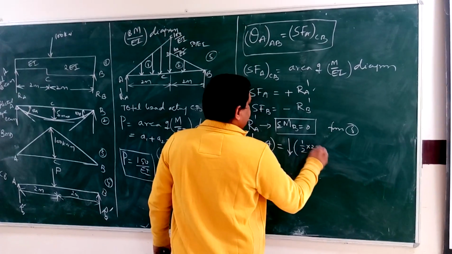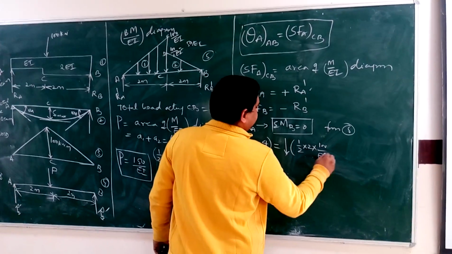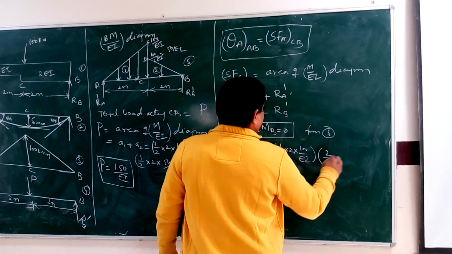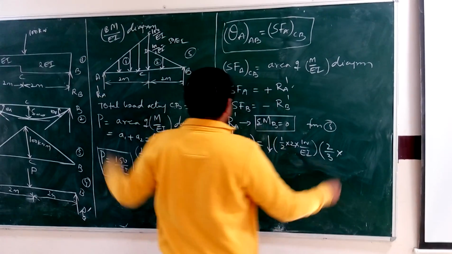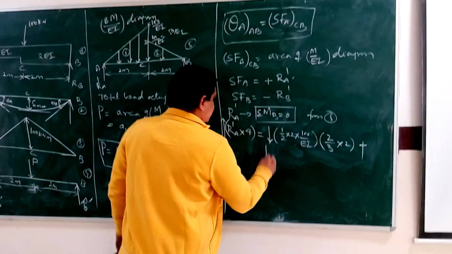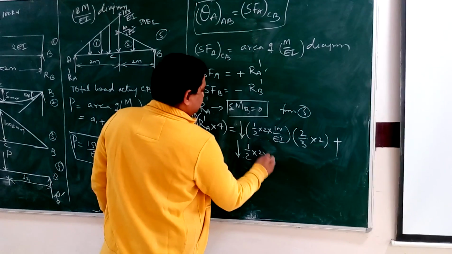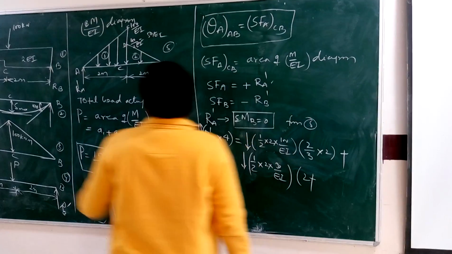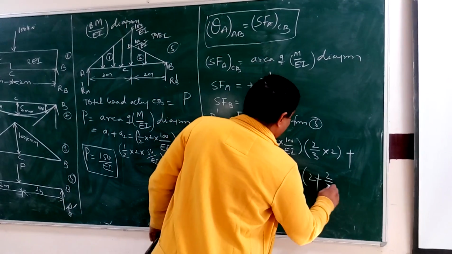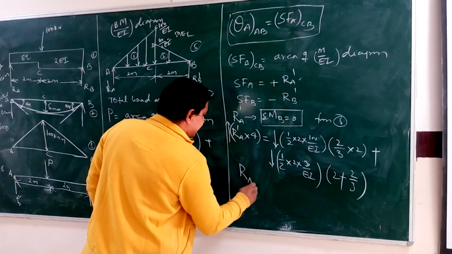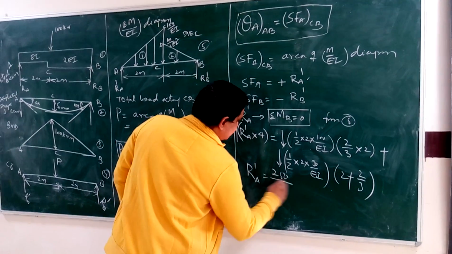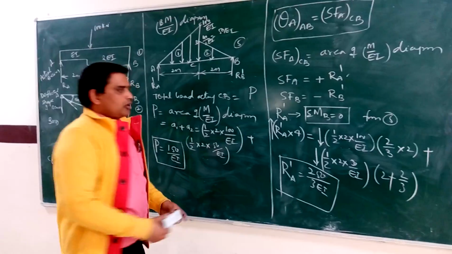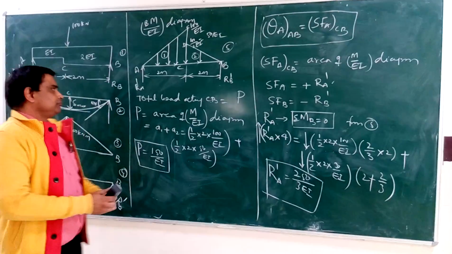First triangle, 2/3 of its base, plus area of second triangle, 2 plus B by 3, 2 by 3. From this we calculate RA dash. RA dash is 250 by 3 EI. And now we have to calculate the value of RB dash.